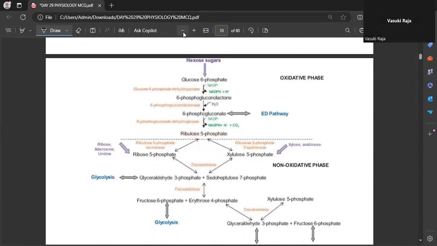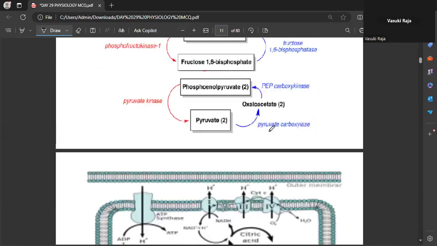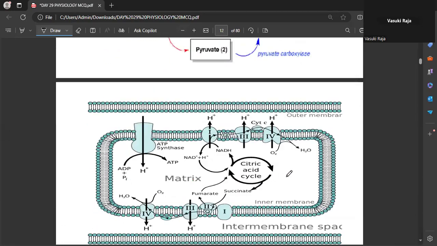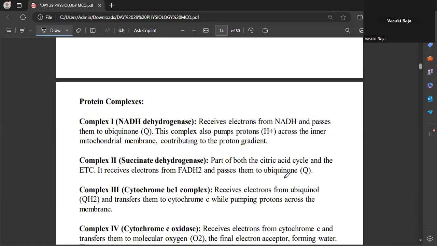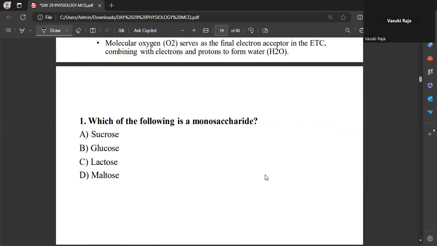Now, one more two cycles are there. One is the pentose phosphate pathway, and then gluconeogenesis and oxidative decarboxylation. A lot of things have to be discussed, so we'll see some of the questions first. Tomorrow's class will discuss the remaining cycles.